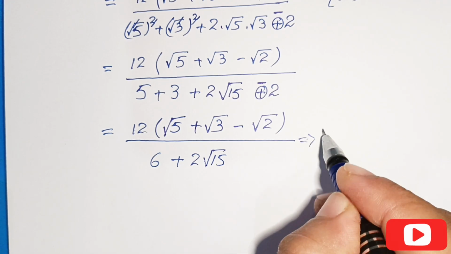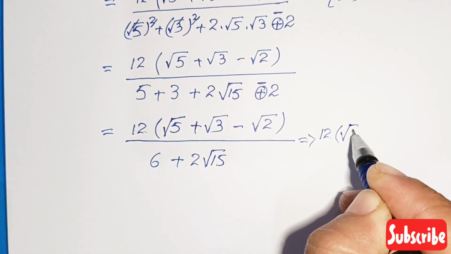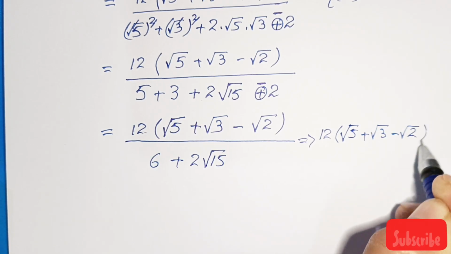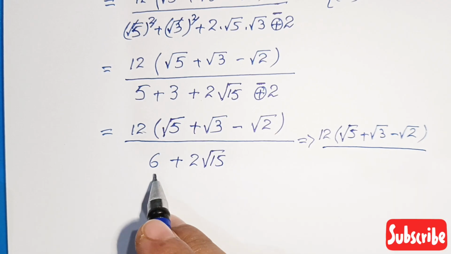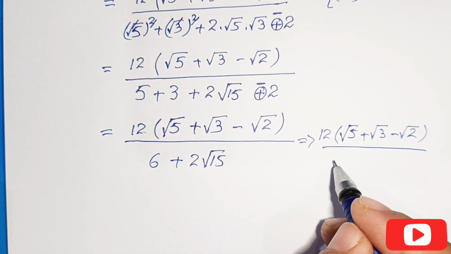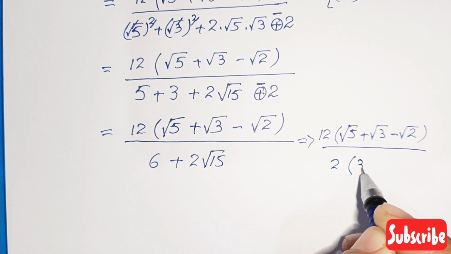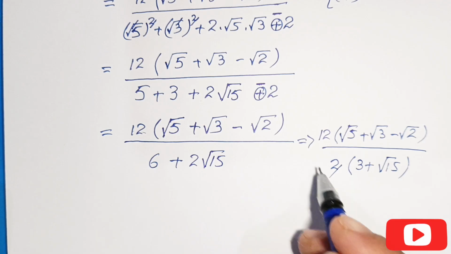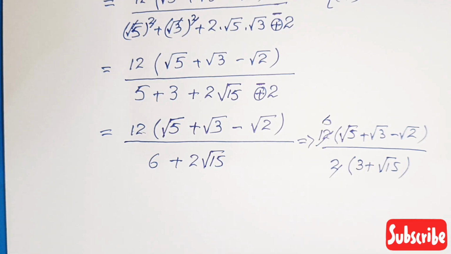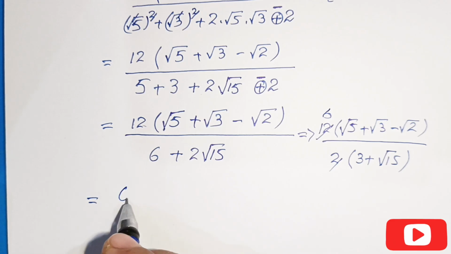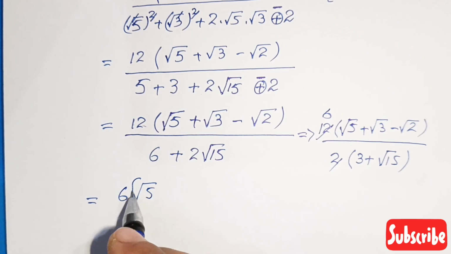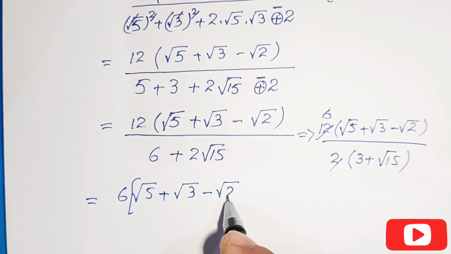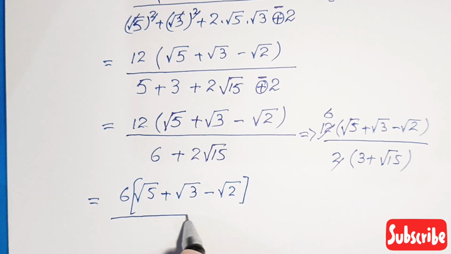So here our next step will be 12 times square root of 5 plus square root of 3 minus square root of 2, all over. If we take here that 2 is common, so we will get 3 plus square root of 15, and 2 times 6 is 12. So we get 6 times square root of 5 plus square root of 3 minus square root of 2, all over.